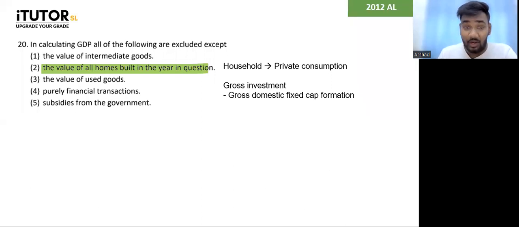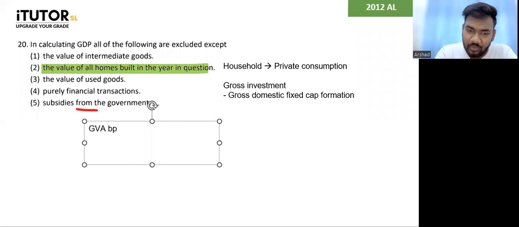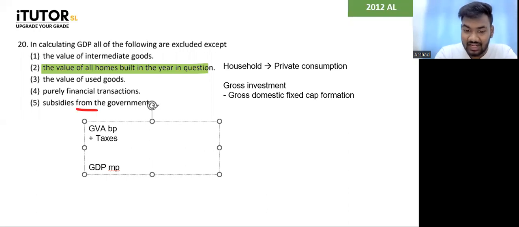Okay. Then the other options. Subsidies from the government. One person asked, why don't we include this? Just think, when we are calculating GDP, remember in the output and income approach, after going to GVA, how do we go to GDP? We add taxes and we remove subsidies, right? So how can you say that subsidies are included in GDP? You're removing subsidies, you're minusing it.